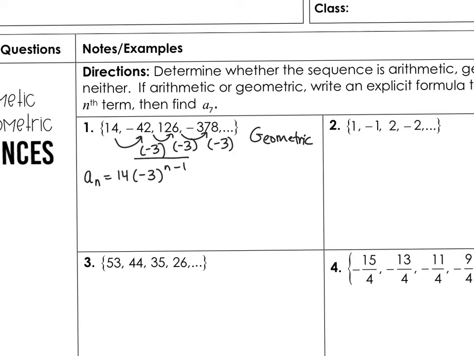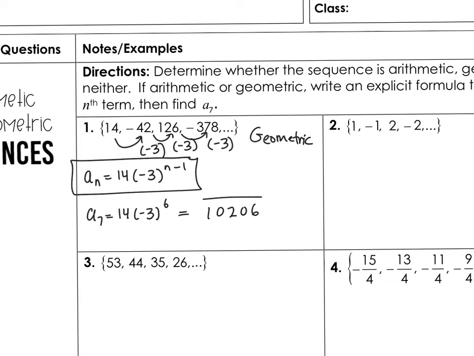So this would be the first answer, because that's our formula. And then to find the seventh term, we would say the seventh term is the first term times -3 six times. And that's just simply plugging it in your calculator, and you should get this. Okay, so actually there's 3 answers on that one.